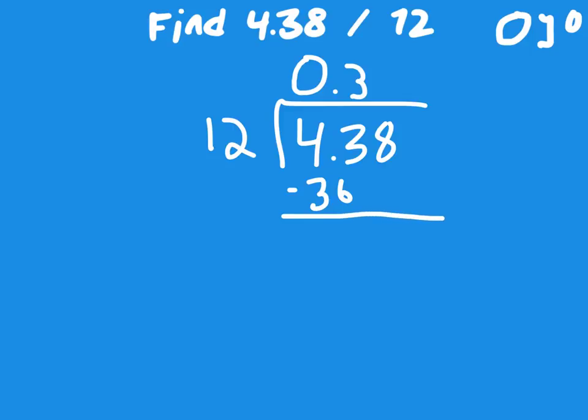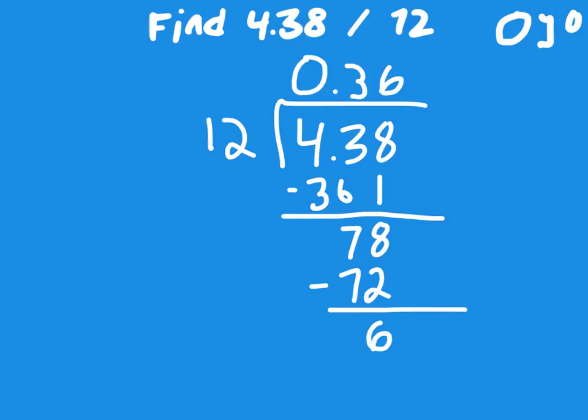43 minus 36 gives me 7, and when I bring down the 8, I need to find out how many times that 12 goes into 78. When I do that, I know that it's 6 times because 12 times 6 gives me 72. And I'm left with 78 minus 72 is 6, but I have no more numbers to bring down. So what do I do? Because I have a remainder still.